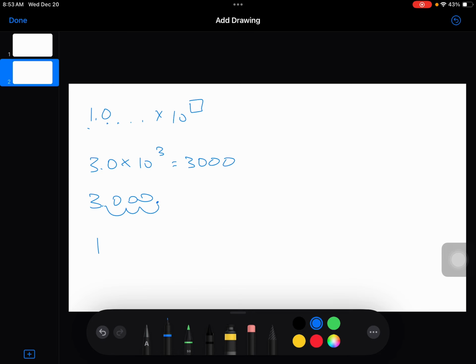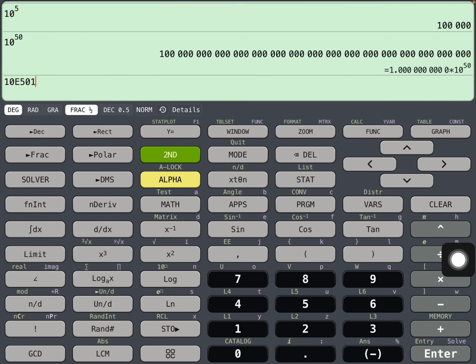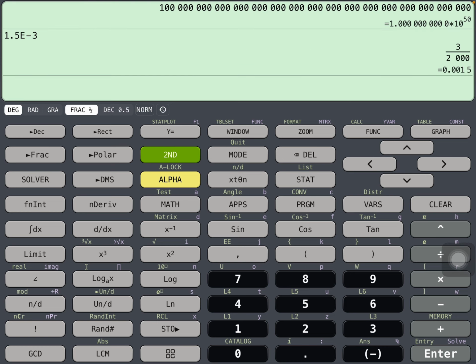The other way around, we could have, for example, 1.5 times 10 to the negative 3. And we're just going to move the decimal the other way. 1.5. And we're going to move that 1, 2, 3 places over here, put zeros, and we got 0.0015. Go back to the calculator. Let's do 1.5 second comma, negative 3. And right there it is, 0.0015, or 3 divided by 2,000.